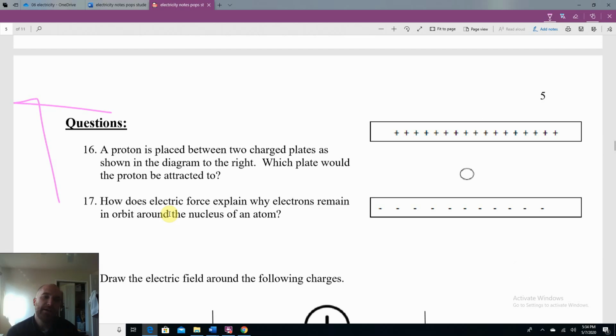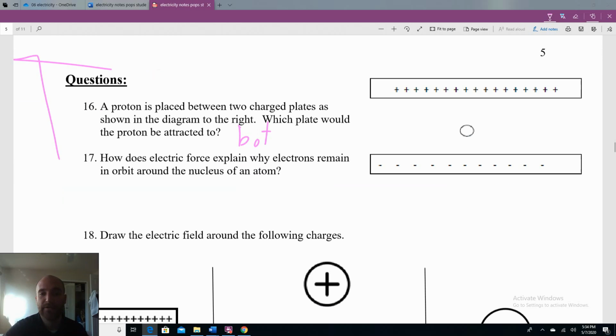Alright, I hope you paused it and tried them. Here are the answers. The proton is placed between two charged plates as shown in the diagram. Which plate would the proton be attracted to? Well, protons are positive, right? A positive object. Which of these two plates do you think would attract a positive object? I think this bottom one would. I'm going to say the bottom one. And the reason for that is opposites attract. So this positive would be attracted towards that bottom plate, because opposites attract.